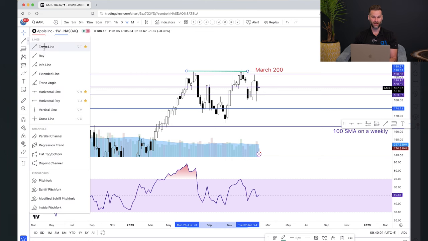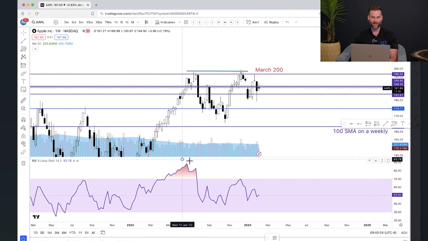And what did the RSI do? The RSI continued to make lower highs. This doesn't mean that Apple's going to tank and go to zero. What it means is the bullish momentum is going to weaken. It's going to slow down.